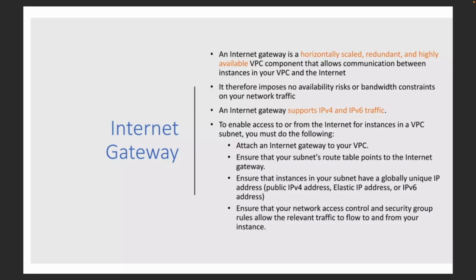To enable internet access for instances in a VPC subnet, you must complete several steps. First, attach an internet gateway to your VPC. This creates the connection point. Second, ensure that your subnet's route points to the internet gateway for internet-bound traffic. Third, ensure that your instances in your subnet have a globally unique IP address. This could be a public IPv4 address, an elastic IP address, or simply an IPv6 address. Finally, ensure your network access control lists and security group rules allow the relevant traffic to flow to and from your instance. Security must permit the connections that you need.